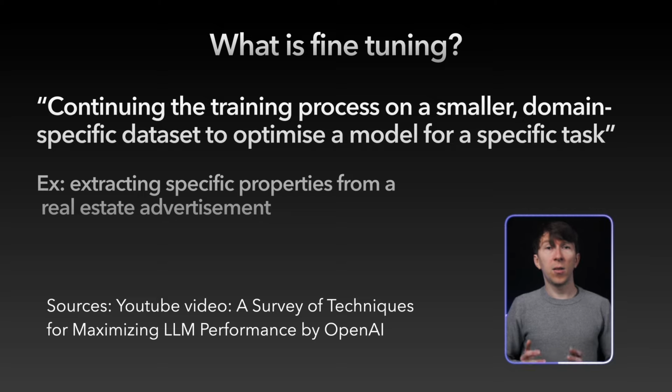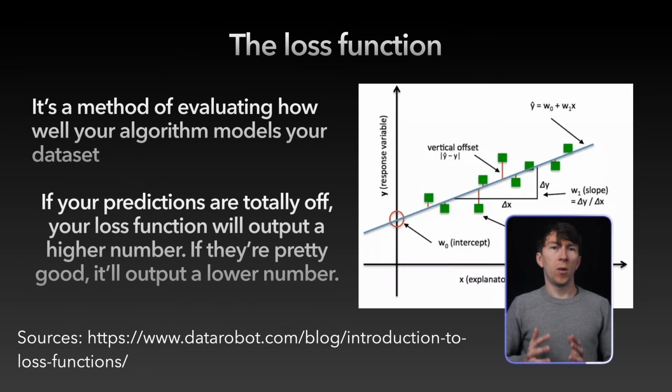They say that fine-tuning is continuing the training process on a smaller, domain-specific dataset to optimize a model for a specific task. So, for example, it could be extracting specific properties from a real estate advertisement and transforming that into a JSON object. And to understand fine-tuning better, we need to talk about the loss function.